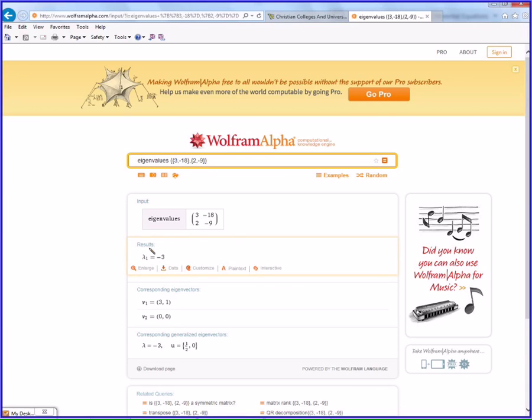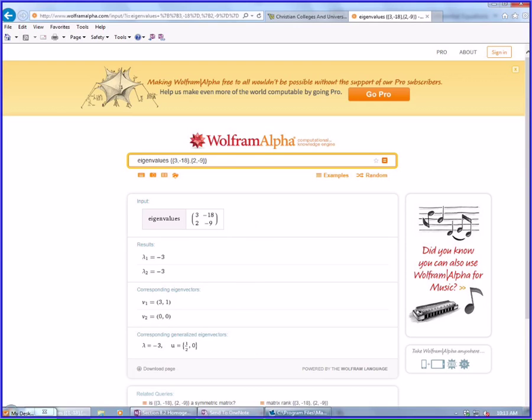Okay, so results: -3, -3, v1 is 3, 1, v2 it says 0, 0, but that's its way of telling you there is no v2. Because in order for an eigenvector to be an eigenvector, it has to be non-zero. Exactly. So since that's 0, that's not 1. All we get is one eigenvector out of this matrix. Okay?